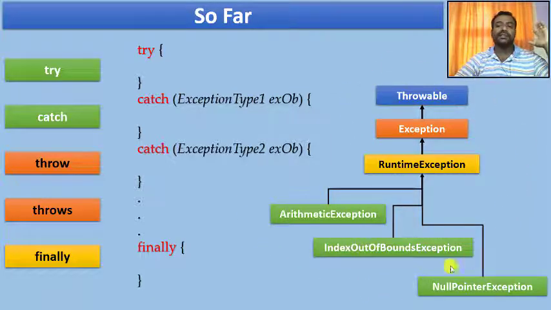Please remember this hierarchy of exception classes in Java, where the topmost is the throwable class, followed by exception, which is the subclass of throwable, and whatever exceptions we have fall under runtime exception. In the previous session, I discussed the arithmetic exception as a subclass of exception, not a subclass of runtime exception. In a few versions, the arithmetic exception is a subclass of exception, and in a few versions it is a subclass of runtime exception.